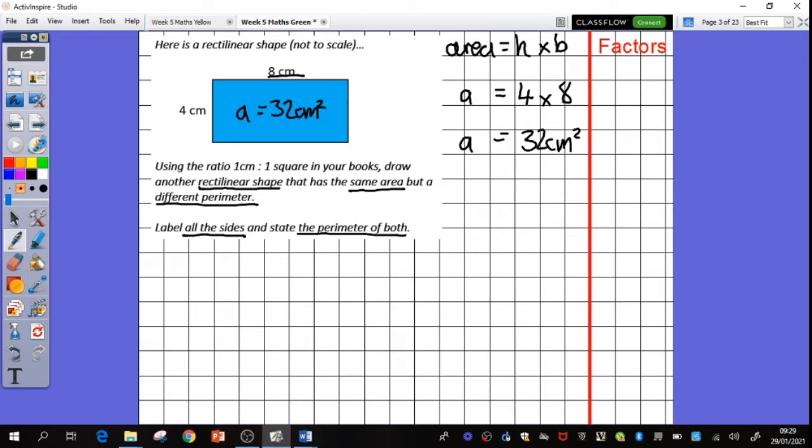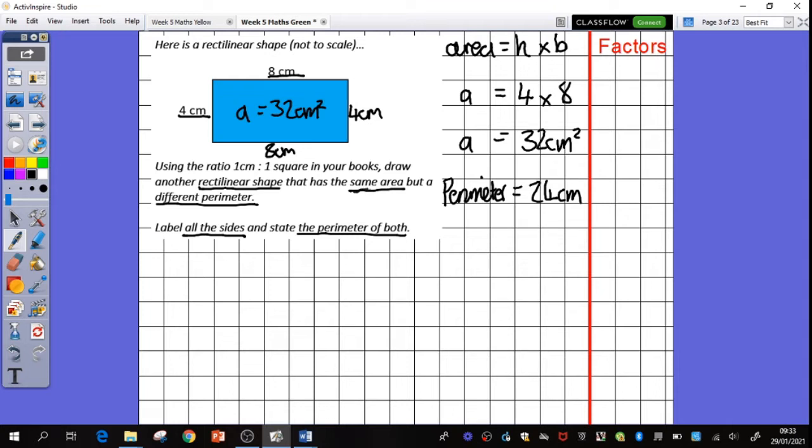So we want a shape that has the same area but a different perimeter. I'm going to need to know the perimeter of this shape. So, perimeter. I've got 4 centimetres. This side would also be 4 centimetres, so that makes 8. And then I've got 8 centimetres and 8 centimetres, so 8, 16, 24 centimetres. Remember, perimeter is just centimetres, area is centimetres squared.